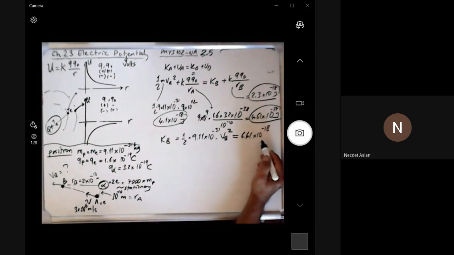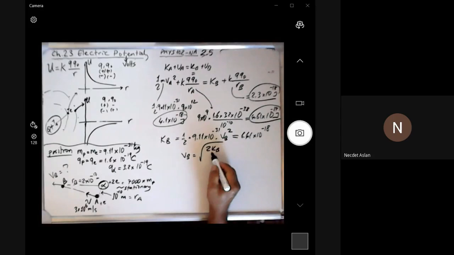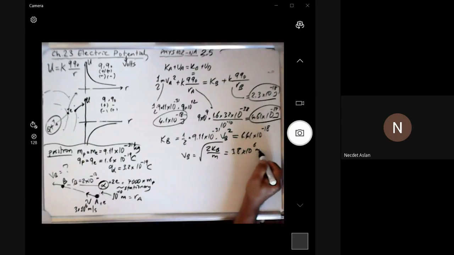So now from this we can calculate VB, because VB will be the square root of 2 KB divided by m. And now the result is simply 3.8 times 10 to the 6 meters per second.